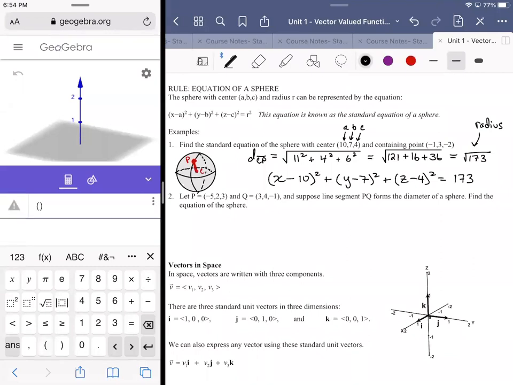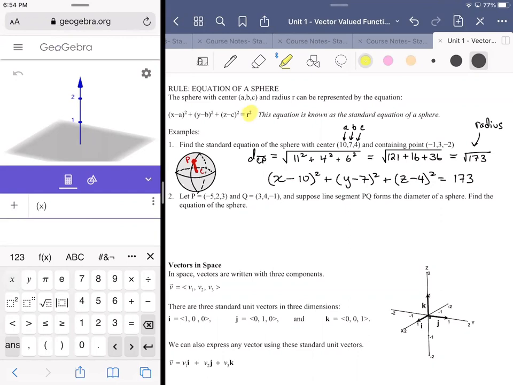So, does the equation equal 173 or root 173? 173, because the radius is the root of 173, but the right-hand side of the equation is r squared. Oh, okay. Thank you. No problem.